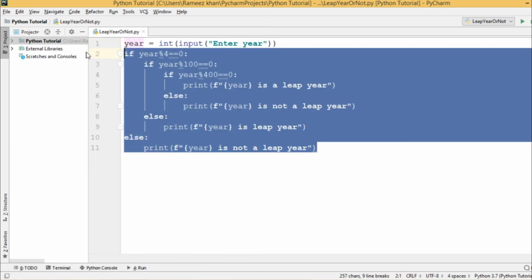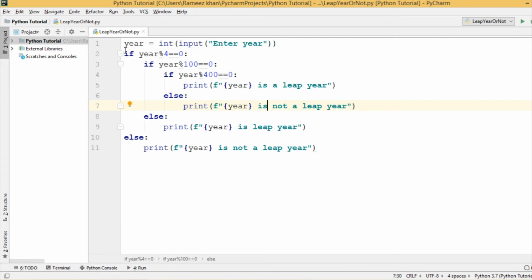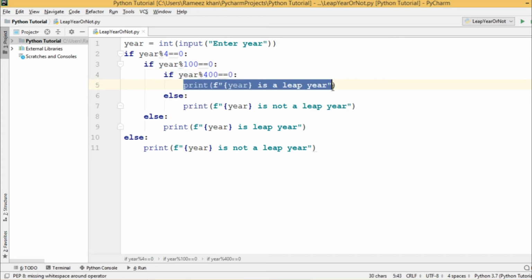Now understand these statements. First, we check the year is divisible by 4 or not. If the year is divisible by 4, then check this year is century year or not. Then we write this statement: if year mod by 100 equal to 0. If this statement is true, means this year is a century year. If the year is a century year, then it should be completely divisible by 400. If year mod by 400 equal to 0, then this is a leap year.